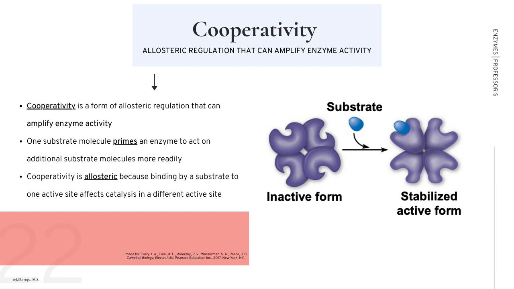In this image, one blue substrate molecule binds to the inactive form of the enzyme, and this causes the enzyme to change form to the active form, and the active form is now stabilized. Now, other substrate molecules can easily bind to this enzyme. Again, this is a form of amplifying enzyme activity. Cooperativity is allosteric because binding by a substrate to one active site affects the catalysis in a different active site.